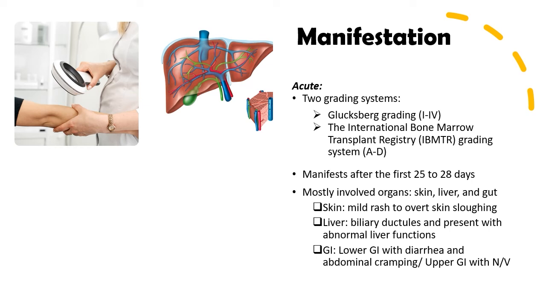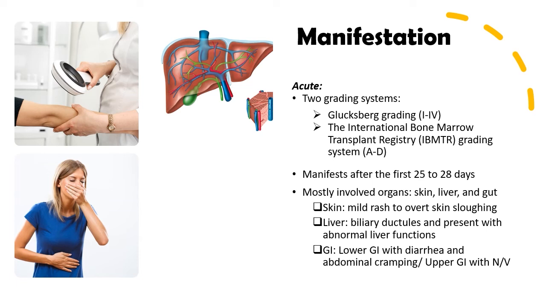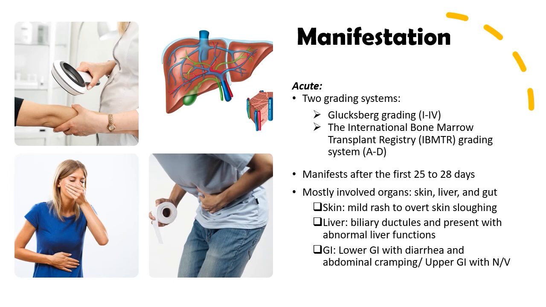In the gastrointestinal tract or GI, it can affect either the upper GI or lower GI. In lower GI involvement, it typically presents with diarrhea and abdominal pain. However, in upper GI involvement, it usually presents as nausea and vomiting.